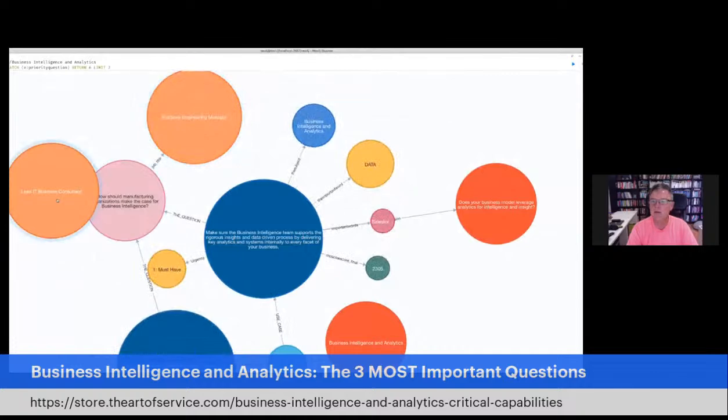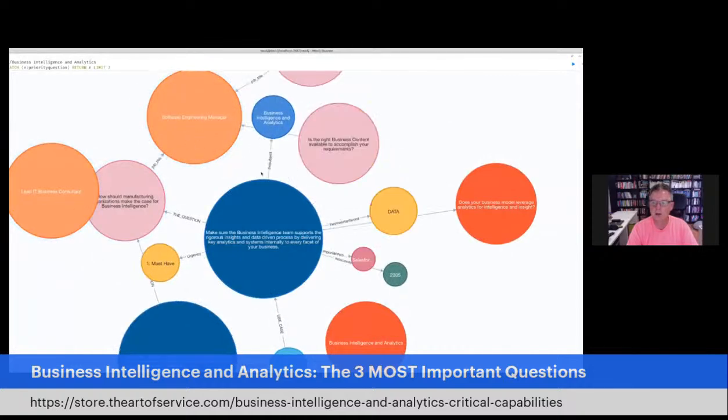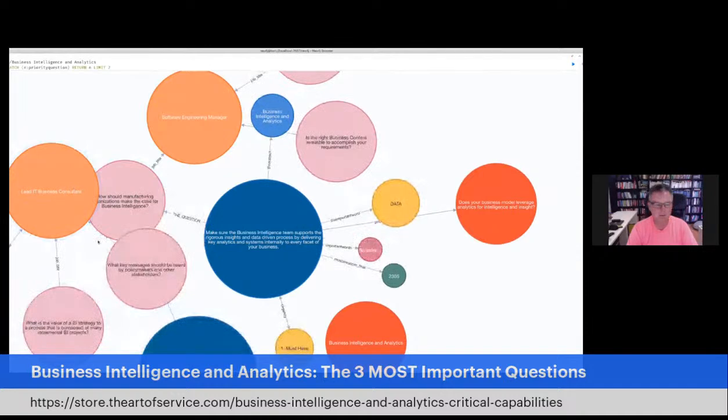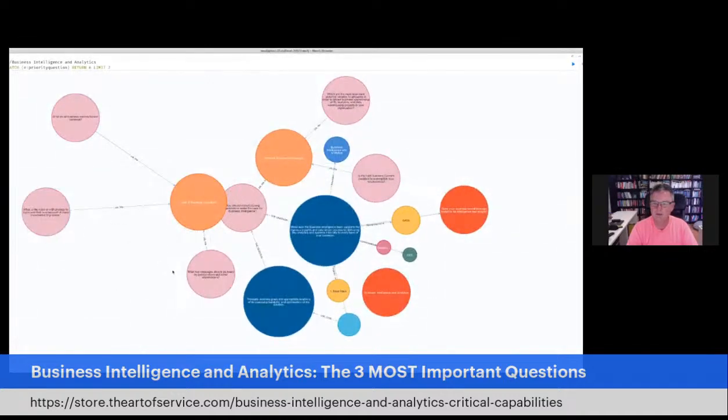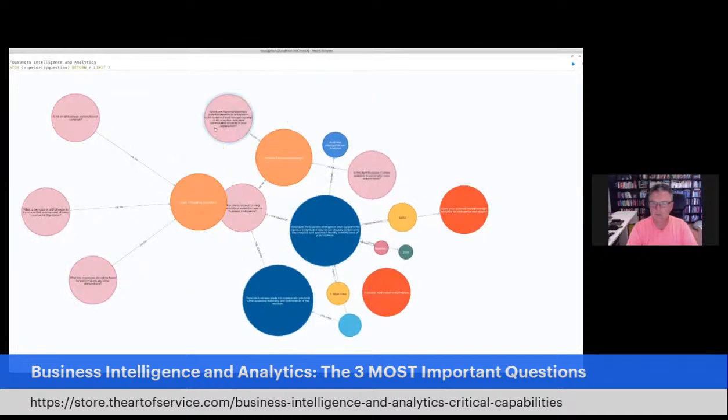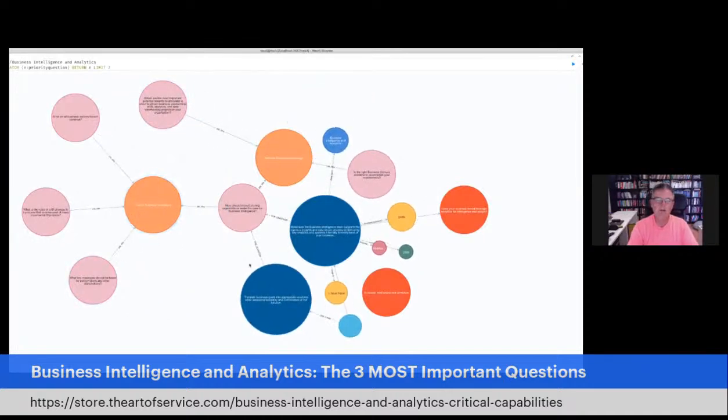Software engineering manager, lead IT business consultant. While I'm talking to these people, these are some other questions I can ask them. So these are other areas that they are responsible for. This is all down below in the Kanban. Feel free to play around with it. There are 2,000 of these critical capabilities with all the questions and the job roles attached to them. So this is question number 3 out of 3.